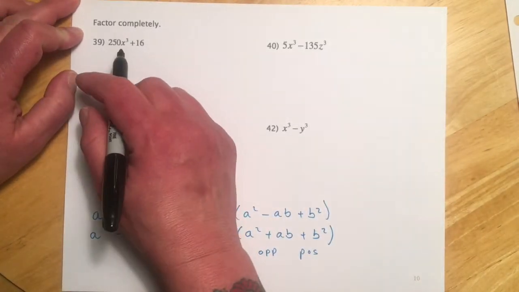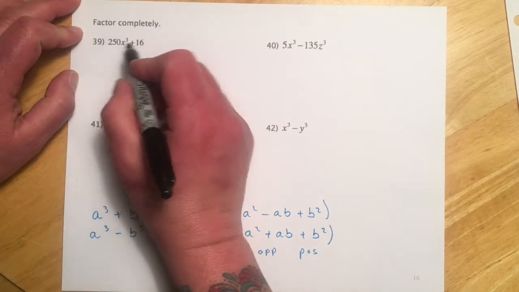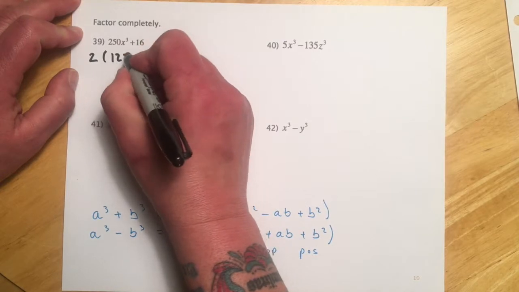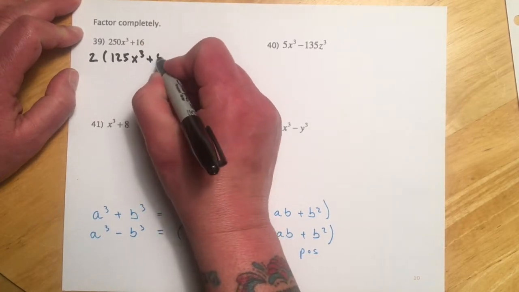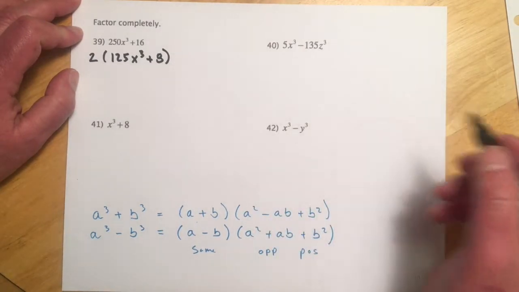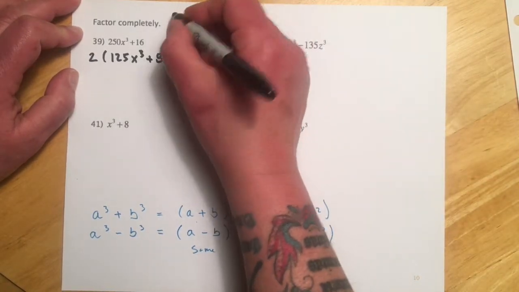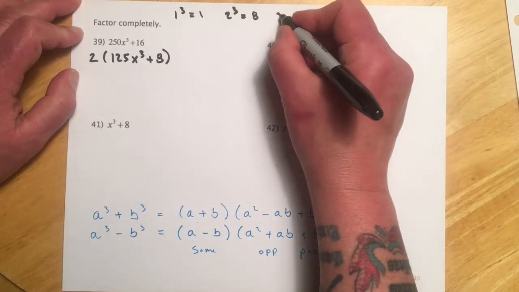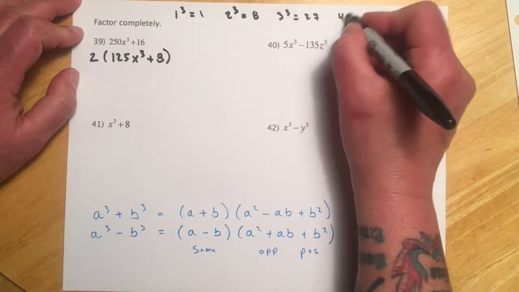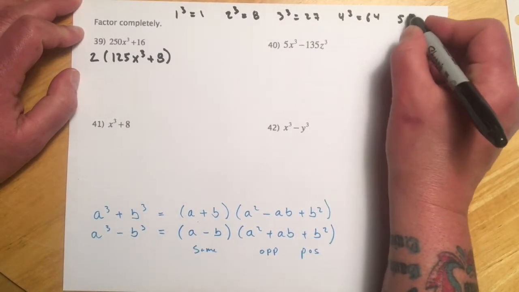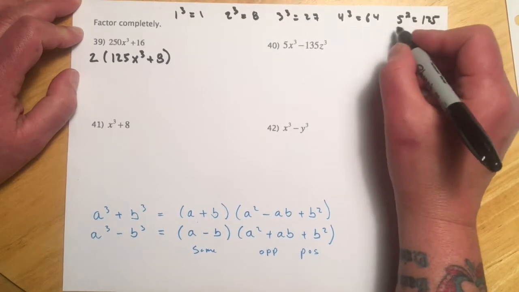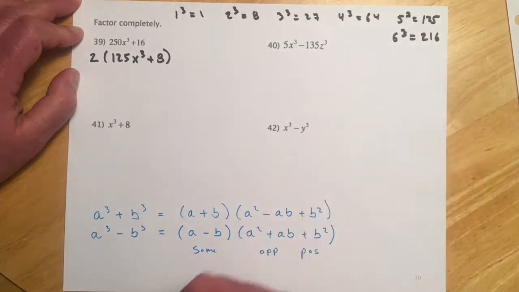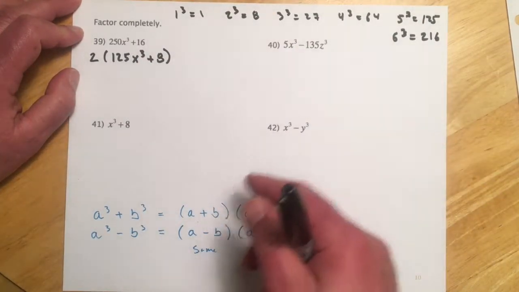For this first one, we still always have to look for the GCF. In this case, it looks like I can pull out a 2, and we get 125x cubed plus 8. Let me talk about what our cubes are for a second. 1 is a cube, because 1 cubed equals 1. 2 cubed makes 8. 3 cubed is 27. 4 cubed is 64. 5 cubed is 125. And 6 cubed is 216. That's about as big as the numbers you're going to run into.